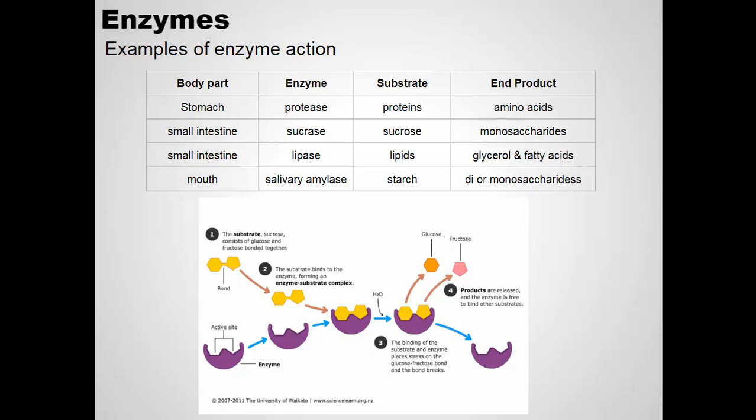In the small intestine, there are sucrase enzymes. These are enzymes that break down sucrose into its monosaccharide components. There's also lipase, which breaks down lipids into glycerol and fatty acids. In our mouth, saliva contains salivary amylase, an enzyme that breaks down starches into disaccharides or monosaccharides. So different enzymes work on different molecules. They're specific.